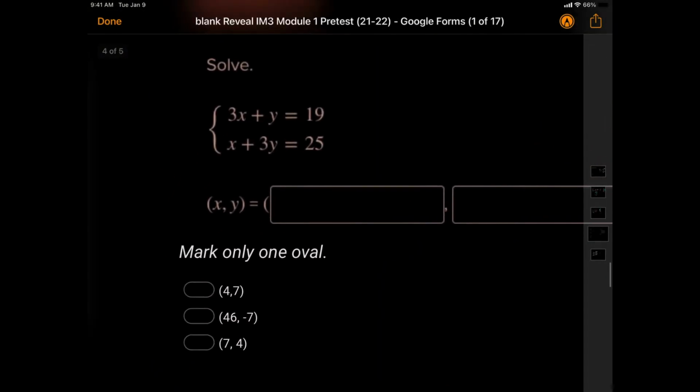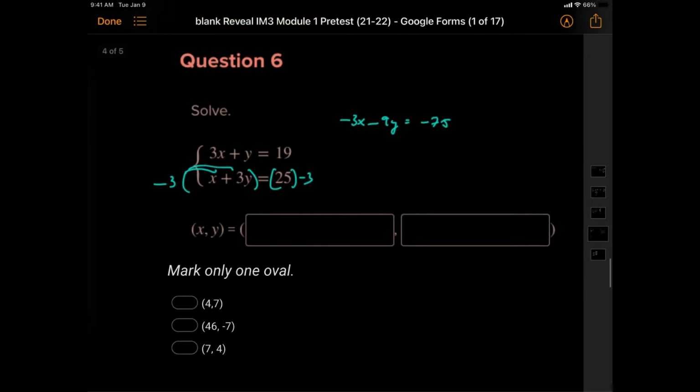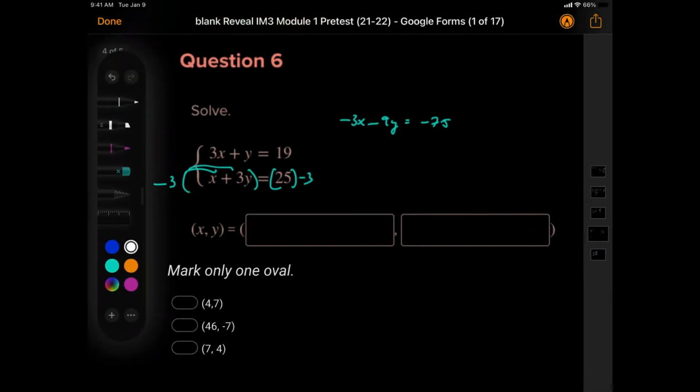All right, question number 6. Notice how it's not solved for here. You can use this in substitution. I'm going to show you elimination. I'm going to multiply the second one by -3. This will give me -3x minus 9y equals -75. And the first one, this one in white box here, I'm just going to put it right above it.